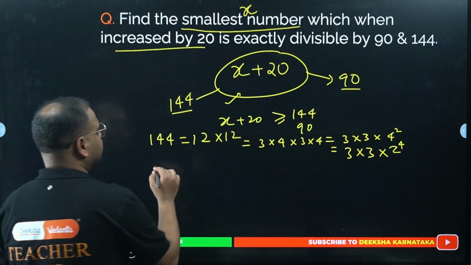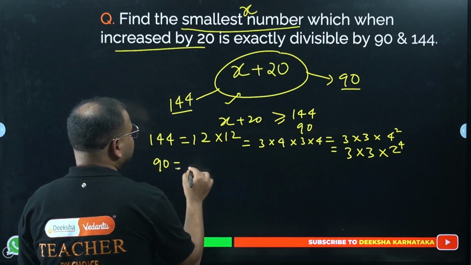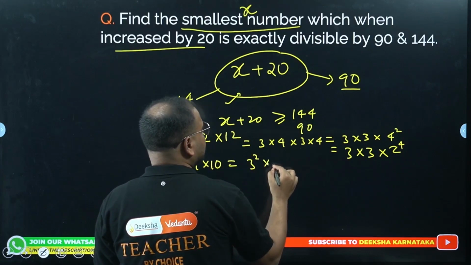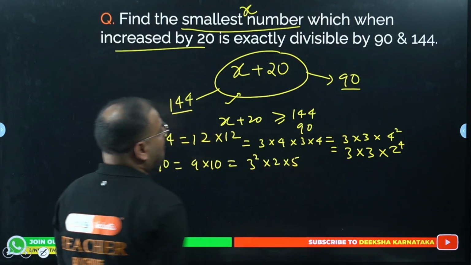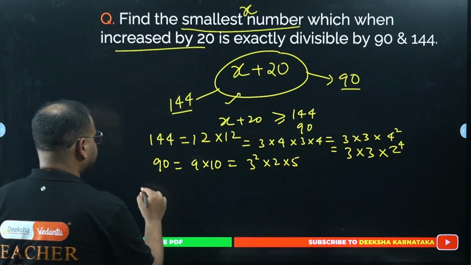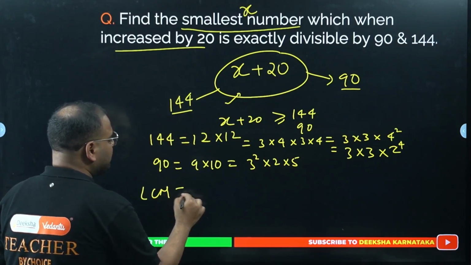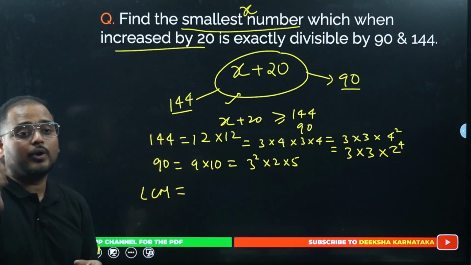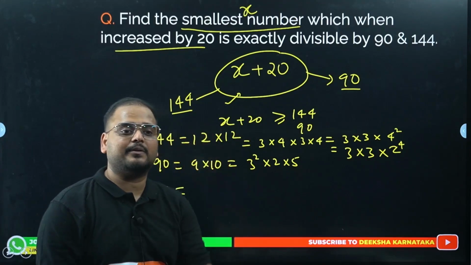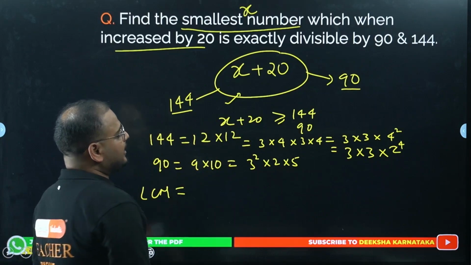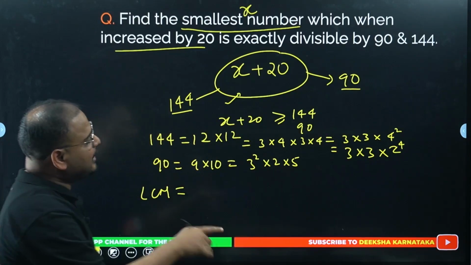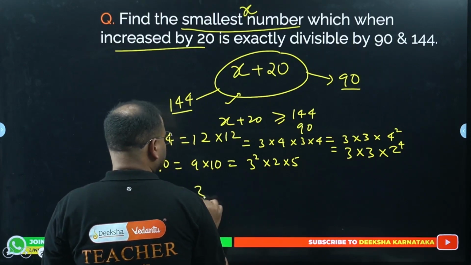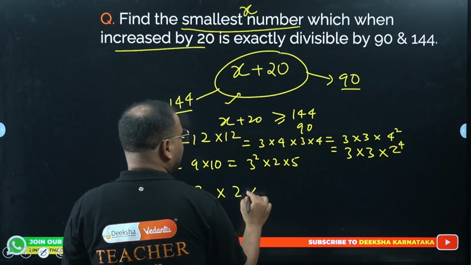Next number is 90. Simple. 9 into 10 we'll take. 9 is 3 square. 10 is 2 into 5. What do you want to find out? LCM. Why LCM? The number has to be bigger. That's why LCM. LCM, how will we do? All the factors taken once with highest power. What are the factors? 3 is there, 2 is there, 5 is there.